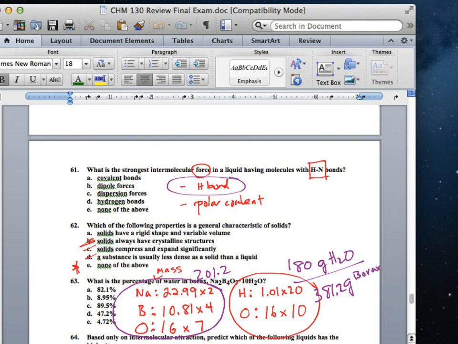Because it said forces, not bond. Polar covalent is a bond. Hydrogen bonding is a force. Our answer in this case is hydrogen bonds, which I find irritating. But that's what we put down as our answer. It's not a bond.